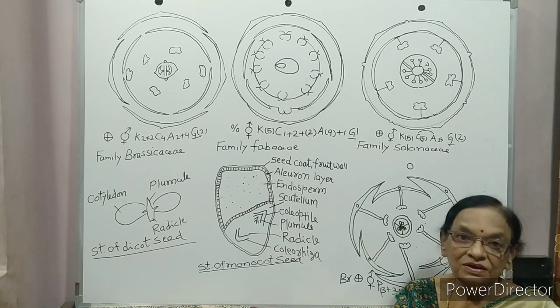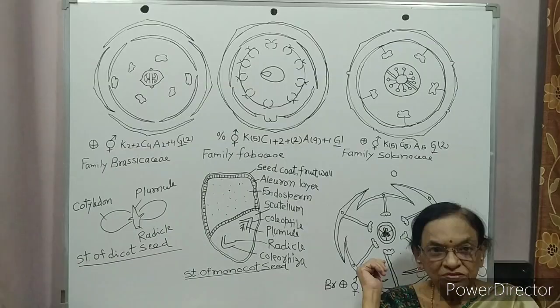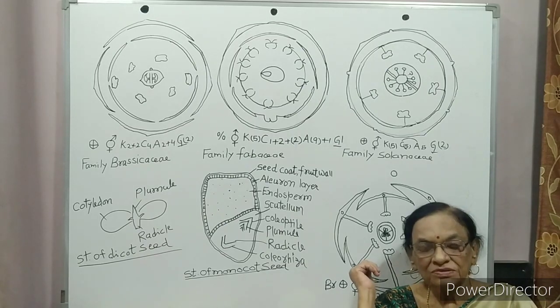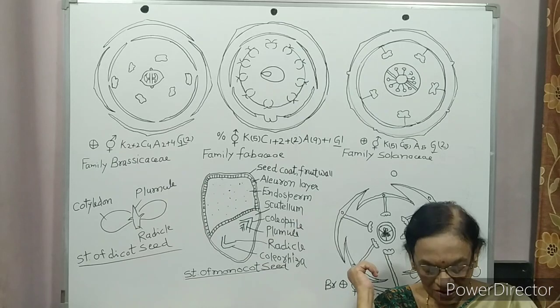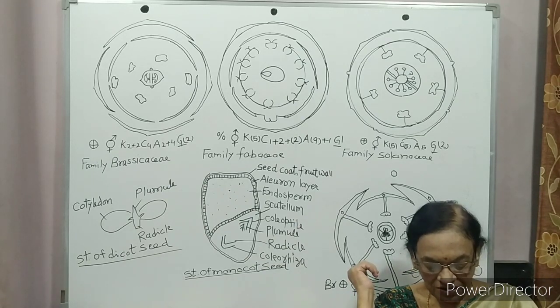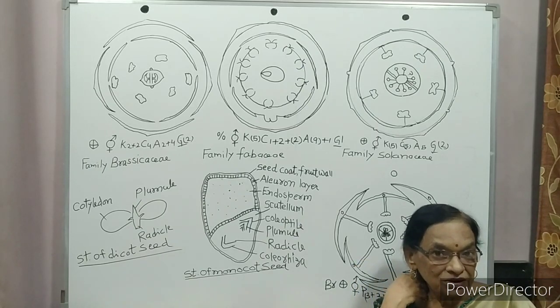Calyx 5. Gamosepalous. Gamo means fused, sepalous means sepals. Fused sepals are called gamosepalous. Estivation is valvate or imbricate. Corolla 5. Polypetalous. Poly means separate. Petals are separate.